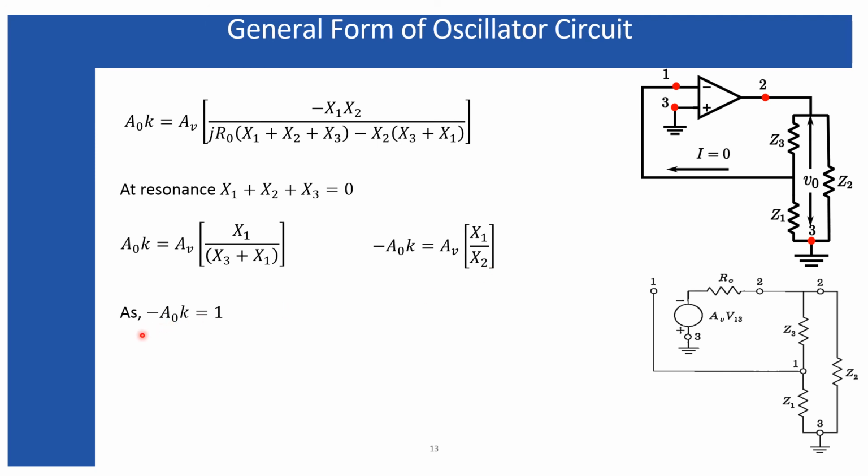Now, as we know, minus A0 k is equal to 1. So X1 and X2, since there exists no negative sign, must be of similar type, which means if X1 is an inductor, X2 must be an inductor. If X1 is a capacitor, X2 must be a capacitor, and a similar statement holds for X2 and X1. But X3 must be the different one. So if X1 and X2 are inductors, then X3 must be a capacitor, or vice versa.